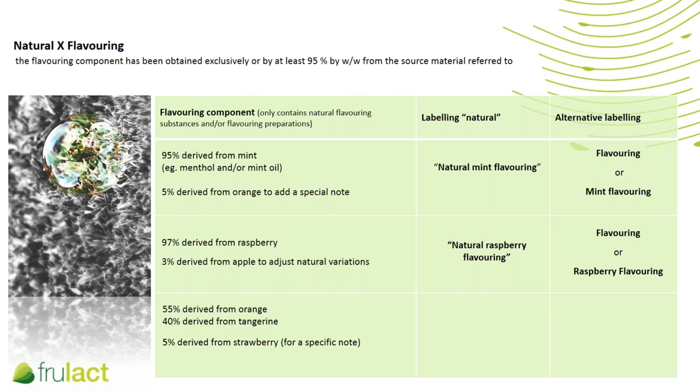And if we have 55% from orange and 40% from tangerine, both of these sources are recognizable and the sum is 95%. The other 5% is from strawberry for a specific note. So if we are higher than 95, we can label as natural orange and tangerines flavoring or natural citrus flavoring. And again, you can use only flavoring or orange and tangerine flavoring.